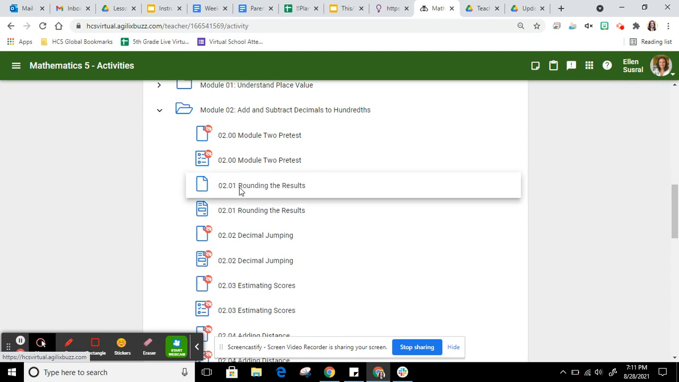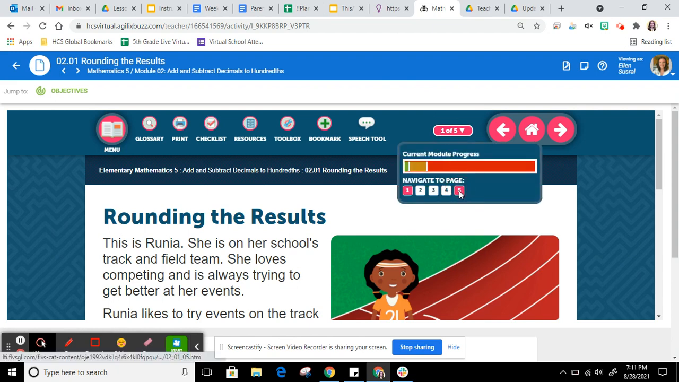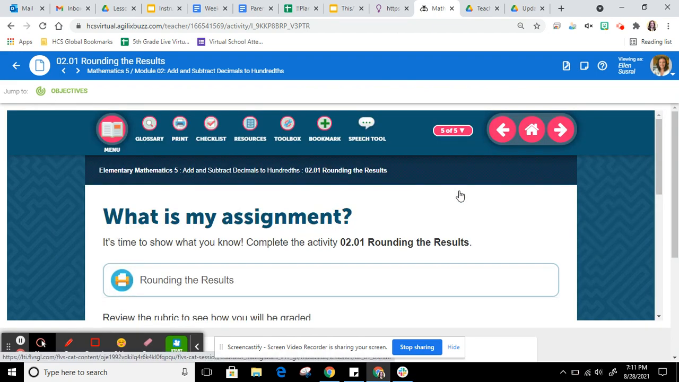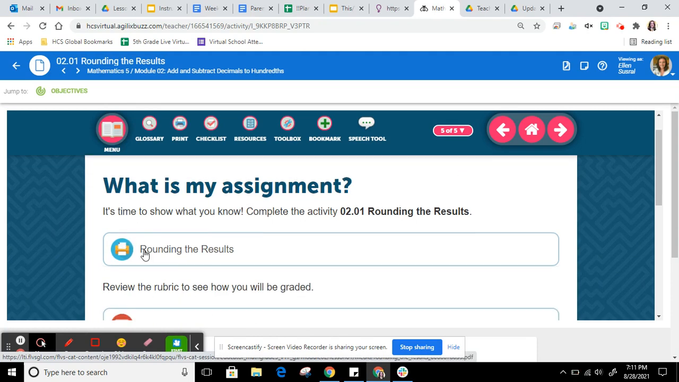You're going to open up the blank page icon, which is the lesson. This is a 5-page lesson. Make sure you go through all 5 pages of the lesson, going through all of the practice activities to prepare you for your assignment. Your assignment can be found on page 5 of the lesson under What is my assignment? And your assignment for 0201, rounding the decimals, is a worksheet assignment.